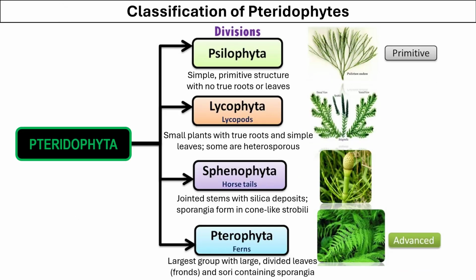Let's look at the classification of Pteridophyta. The first division is called Xylophyta, which is a primitive form that does not have true roots or leaves. Then there are Lycophyta, which are small plants with true roots and simple leaves. Then we have Sphenophyta, which have jointed stems with silica deposited in them, and the sporangia are formed in a cone-like structure called the strobili. Pterophyta or fern forms the largest division under Pteridophyta.